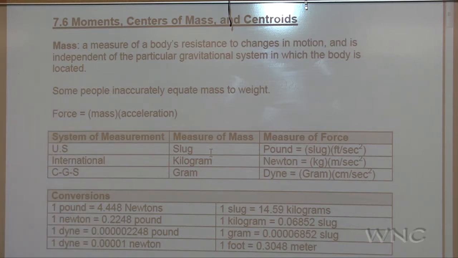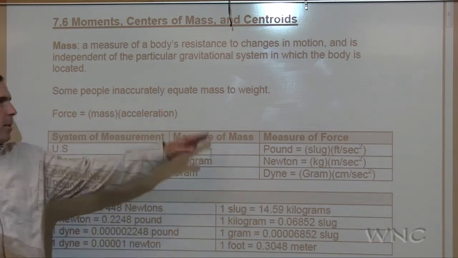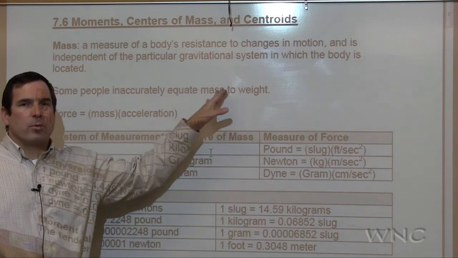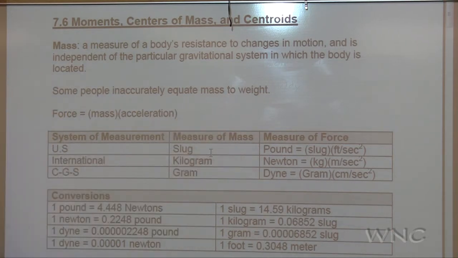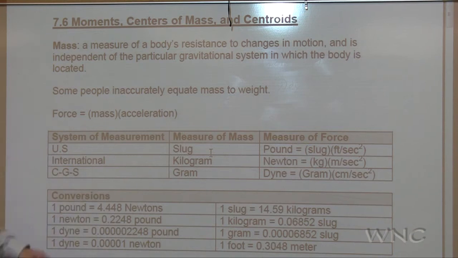Okay, some people inaccurately equate mass to weight, and I remember when I was in high school, my biology teacher spent a great deal of time trying to distinguish between that for us students. So weight would vary. Weight is dependent upon the gravitational system. Mass is constant. You could be in space and have no gravitational force acting on you, and you still have the same mass. Force is mass times acceleration.